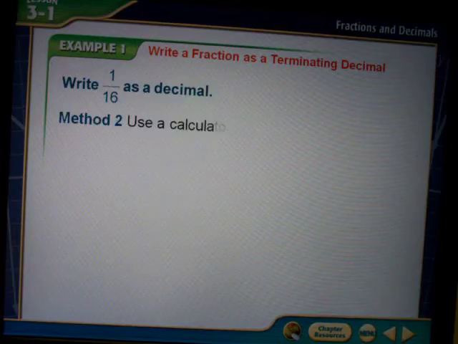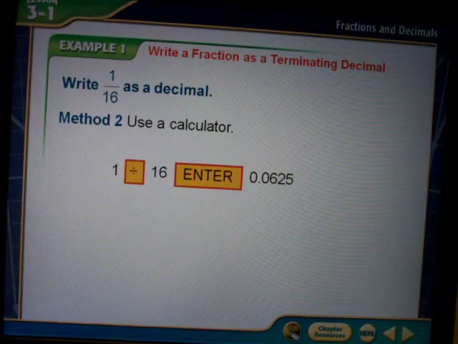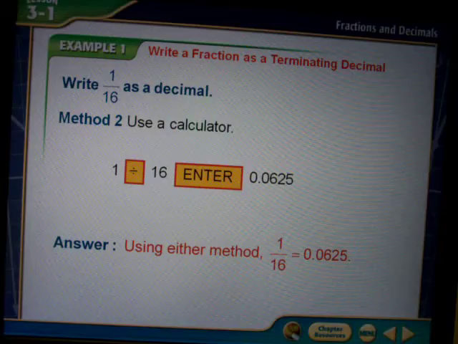Now you can also go through and just use a calculator, which I'm sure is what you all are going to do. I can't imagine any one of you sitting there and plugging it out. When you plug it in, it doesn't matter which way you go, either way you still get the same answer.